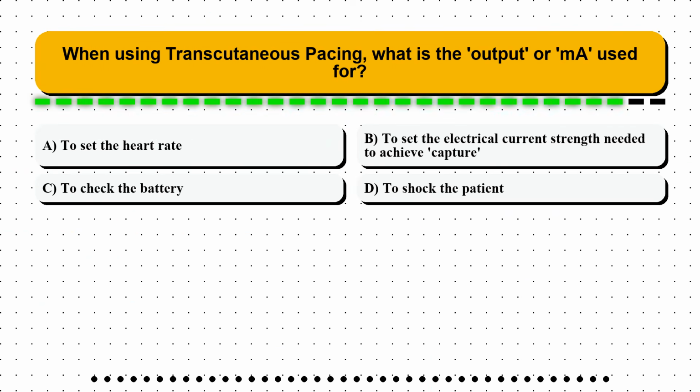Question 23. When using transcutaneous pacing, what is the output, or mA, used for? Option A, to set the heart rate. Option B, to set the electrical current strength needed to achieve capture. Option C, to check the battery. Option D, to shock the patient.